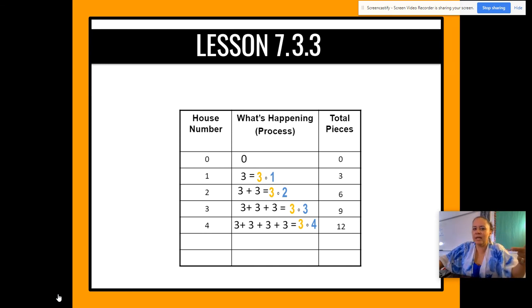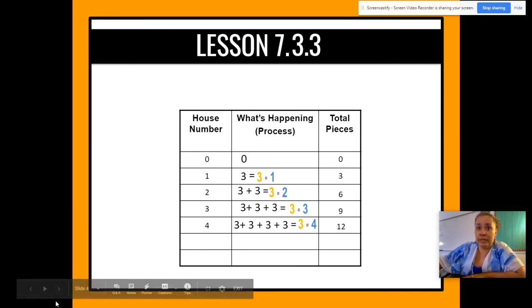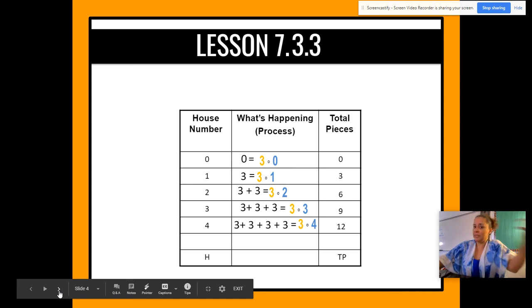So what if I said, what would we do with house 10? How many total pieces would you get? Think about that process. Would it continue to work? Okay, so 3 times 0 is equal to 0. So think about it. Your house number continues to change. I can just call that H because it can be house number 1, house number 2, house number 3, right? It's a variable. It varies. So total pieces. Something's happening to each house in order for me to get my total pieces. So my total pieces is also changing.